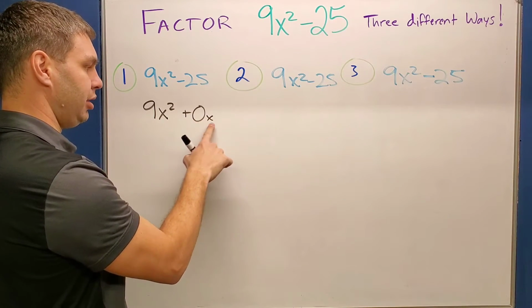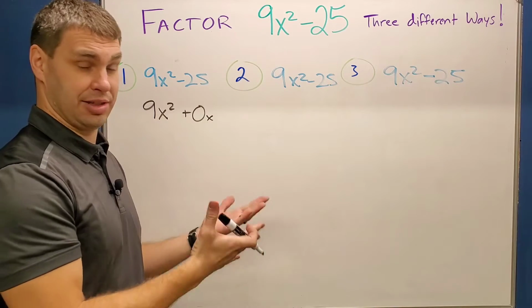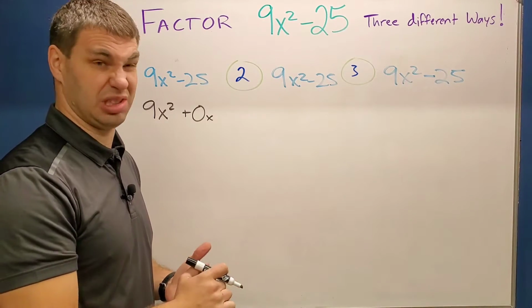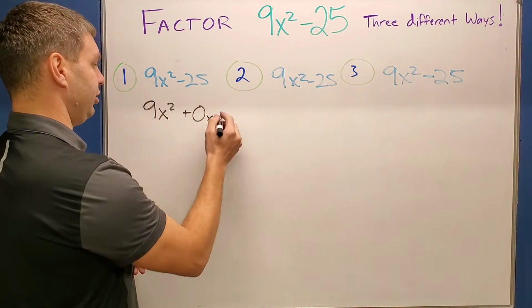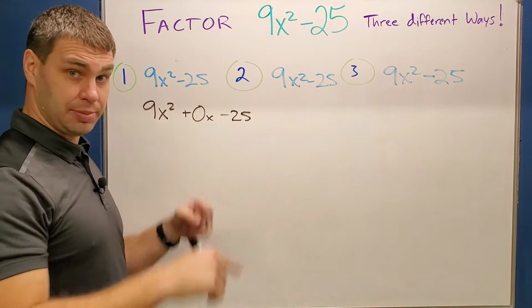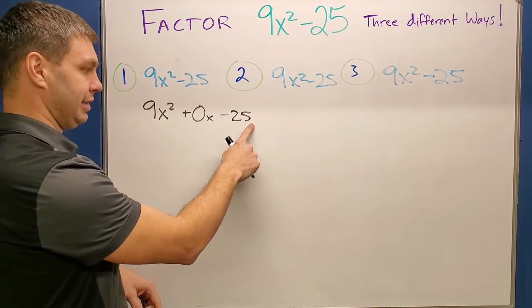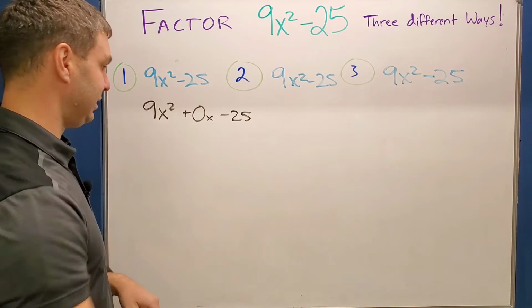I'm going to put in a 0x, right? I can add 0 to something, it doesn't change it. If you have a bank account with $100 and I give you 0 more, you still have $100. All right, that's kind of what we're doing there. And then minus 25, that's going to get tacked on at the end. So check your exponents, make sure it's in the right descending order. 2x's, 1x, no x. Yep, that's in the right order. It's going in descending order.